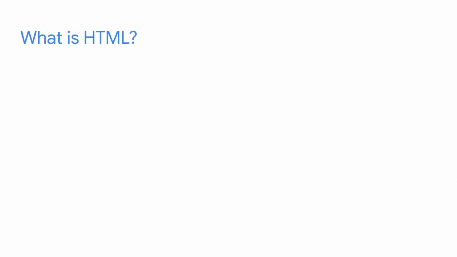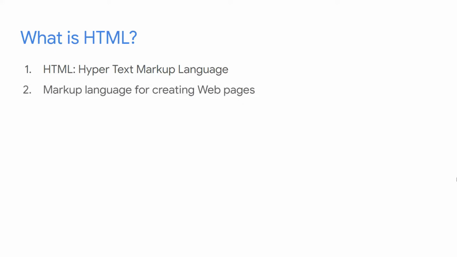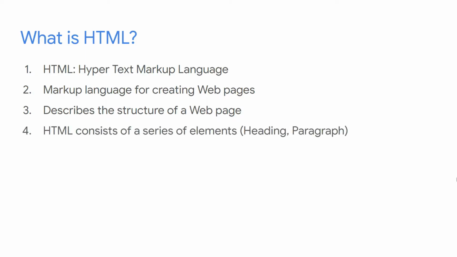So what is HTML? HTML full form is Hypertext Markup Language, and it is a markup language that we can use for creating web pages, and it will provide a structure for your web pages. It consists of a series of elements, for example heading tags, paragraphs, and lists, and many more things. And again, HTML is very easy to use because in HTML everything is in tags, so we need to use those tags for creating a web page.